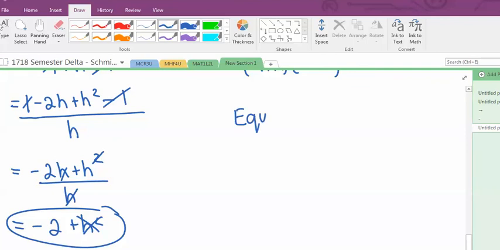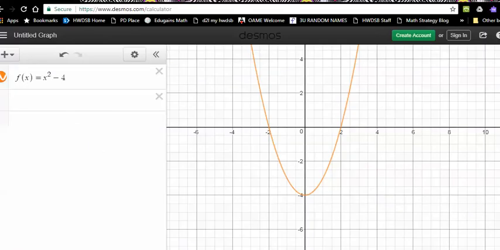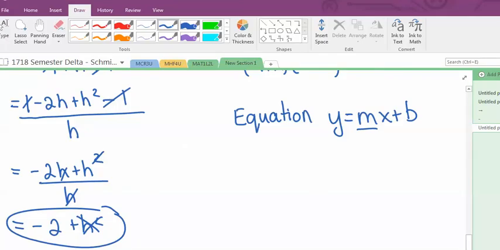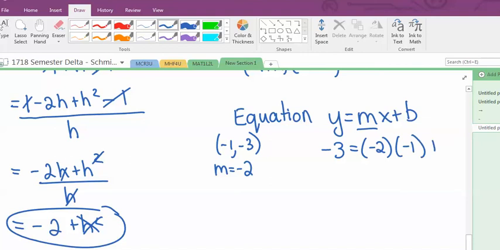And then to find the equation of your tangent, the equation of your line is y equals mx plus b. So you know your slope is negative 2. And then to figure out your y-intercept, you just have to choose another point. So if you look at my graph, using Desmos, I know there's a point negative 1, negative 3 on my graph. So I'm going to sub in a point, negative 1, negative 3. And I know my slope is negative 2. So I'm going to sub those values in to solve for b, my y-intercept.